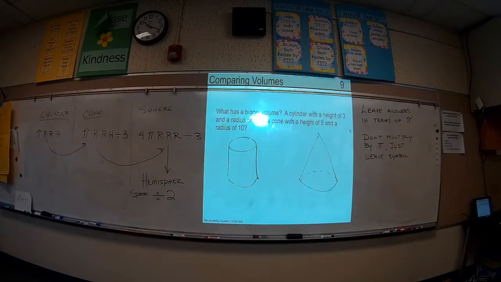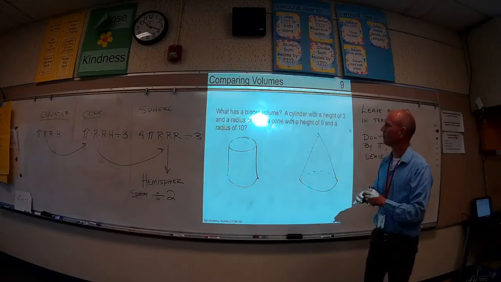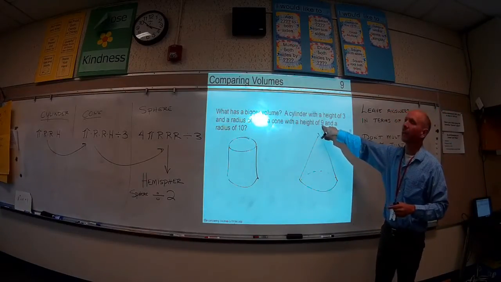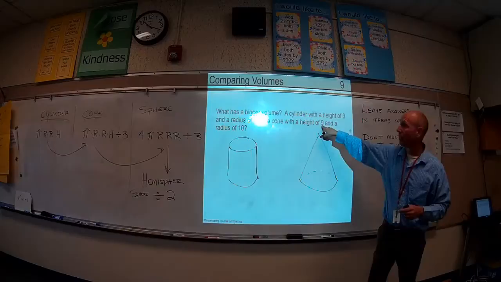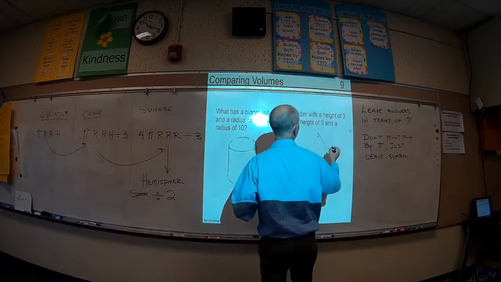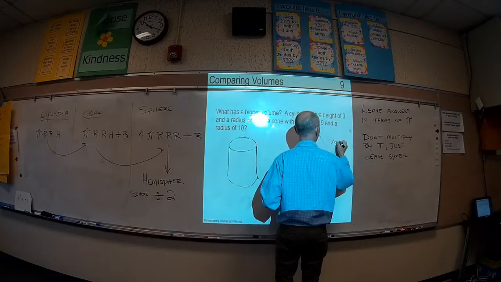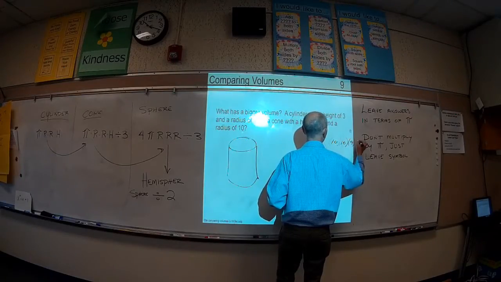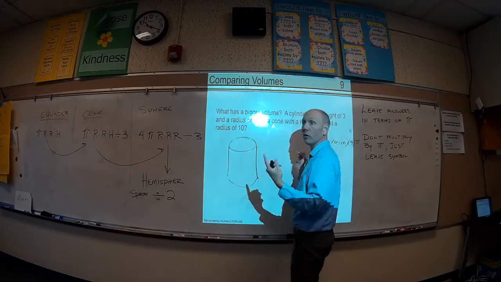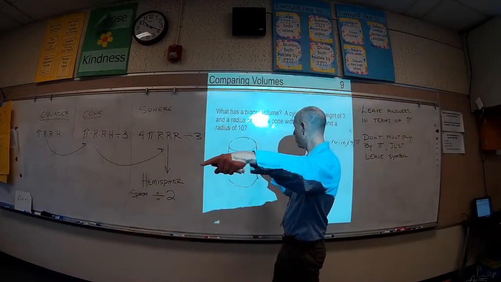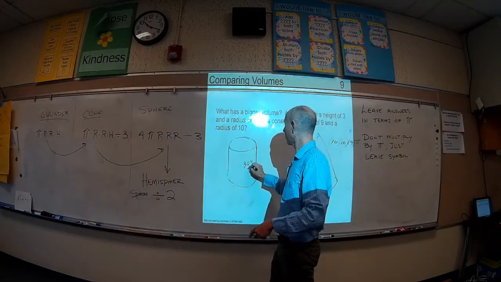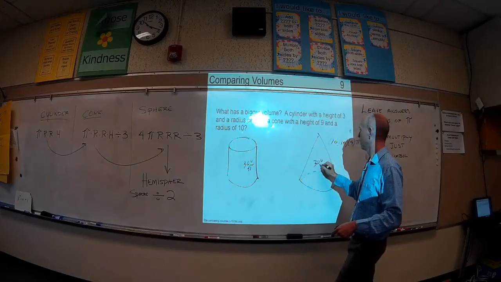So how did you get that answer? Got it. The height is 9. The radius is 10. It should be 10 times 10 times 9 pi divided by 3. So what can you tell me? This is 300 pi. This one's 300 pi.